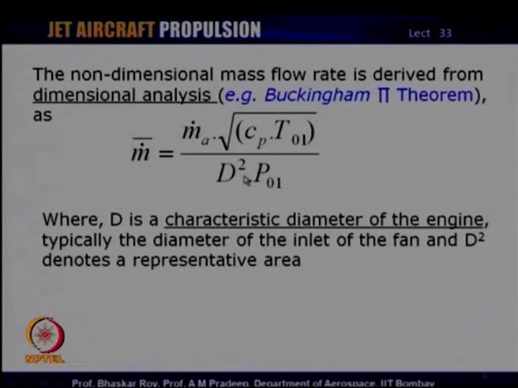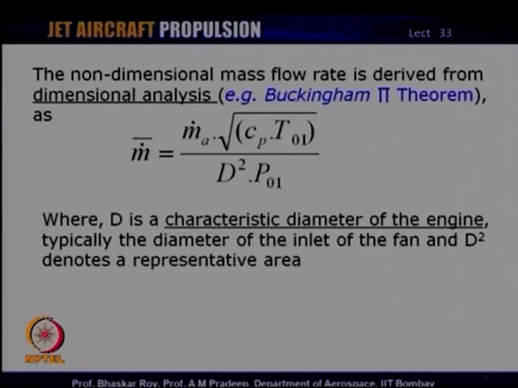Now, T01, P01 are the inlet conditions, Cp is the specific heat, and d of course, is the characteristic diameter of the engine. Typically, this is likely to be the diameter of the inlet of the engine, and hence, this d square essentially represents a representative area of the engine, and typically it comes from the inlet area of the fan, which is typically also likely to be the maximum diameter of the engine at any given time.